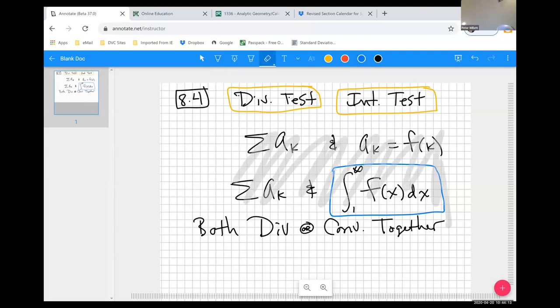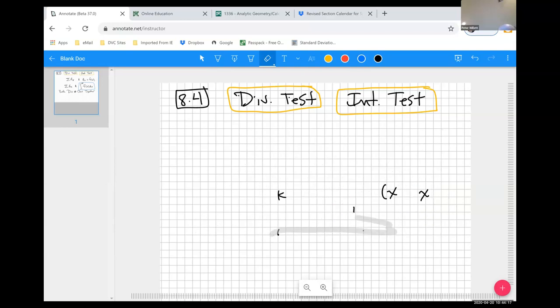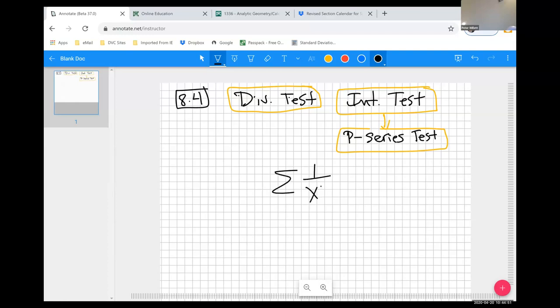So let's put that up here too, and then after that probably we'll look at some examples of these things. As time permits, time is not our friend. So I'm going to point out that the integral test basically led to what we then called the P-series test. So the P-series test is what you get because of the work that we did with integrals. And that's our third test for section 8.4. Basically says if you have a series of 1 over x to the P, then if P is a power that's greater than 1, then this converges. And if P is less than or equal to 1, then this diverges.